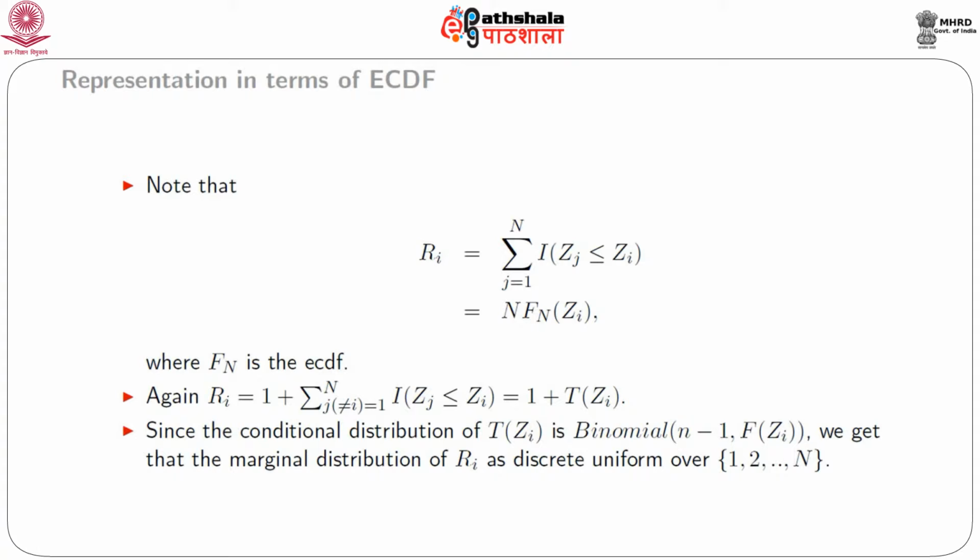Again, R_i is nothing but 1 plus the summation of the indicator Z_j less than or equal to Z_i, where the summation is extended over every j not equal to i. Then we get that R_i can be represented as 1 plus T(Z_i), where T(Z_i) is a function of Z_i. Since the conditional distribution of T(Z_i) is binomial with parameters n-1 and F(Z_i), we get that the marginal distribution of R_i is discrete uniform over 1 to n.